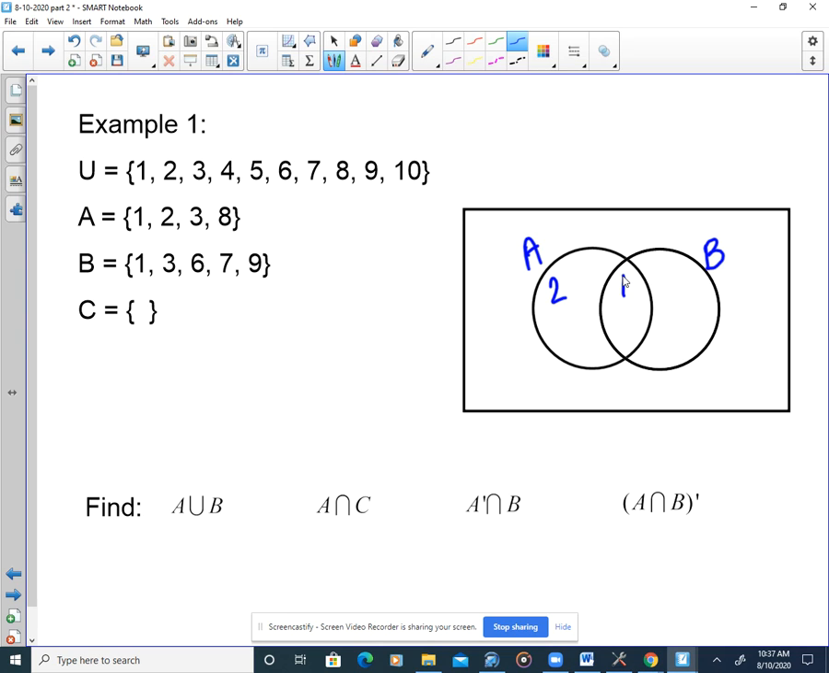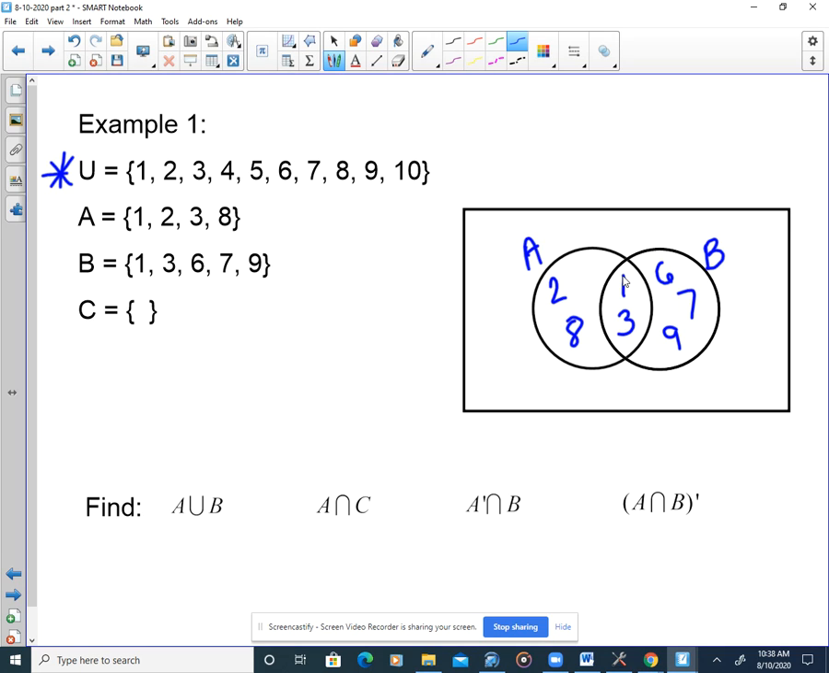But then we got 3. Notice 3 is both in A and B. So I'm going to put 3 inside there. And then we got 8. What do we have in B? We got 1, which we already have. We got 3, which we already have. Then we got 6, 7, and 9. Now, these are not the only elements I need to consider. I need to consider all the elements in the entire universe.